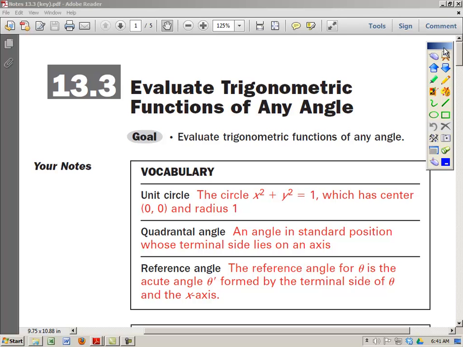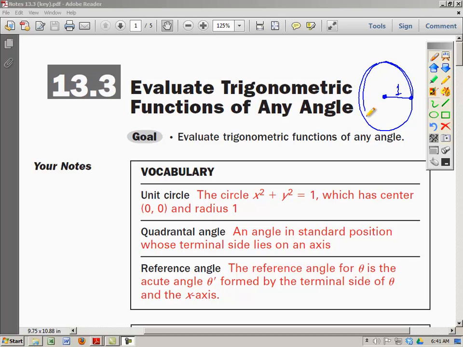The first thing in 13.3 is the idea that a unit circle, the circle x squared plus y squared equals 1, has a center at (0, 0) and a radius of 1. And we talked about that before. To create the unit circle, we start at the origin (0, 0), and we swing an arc with a radius of 1, and then we go all the way around 360 degrees to make that circle. So this circle has a radius of 1, and we're going to be able to use this unit circle to identify various points in ordered pairs around it, and then use those to find exact trig values.